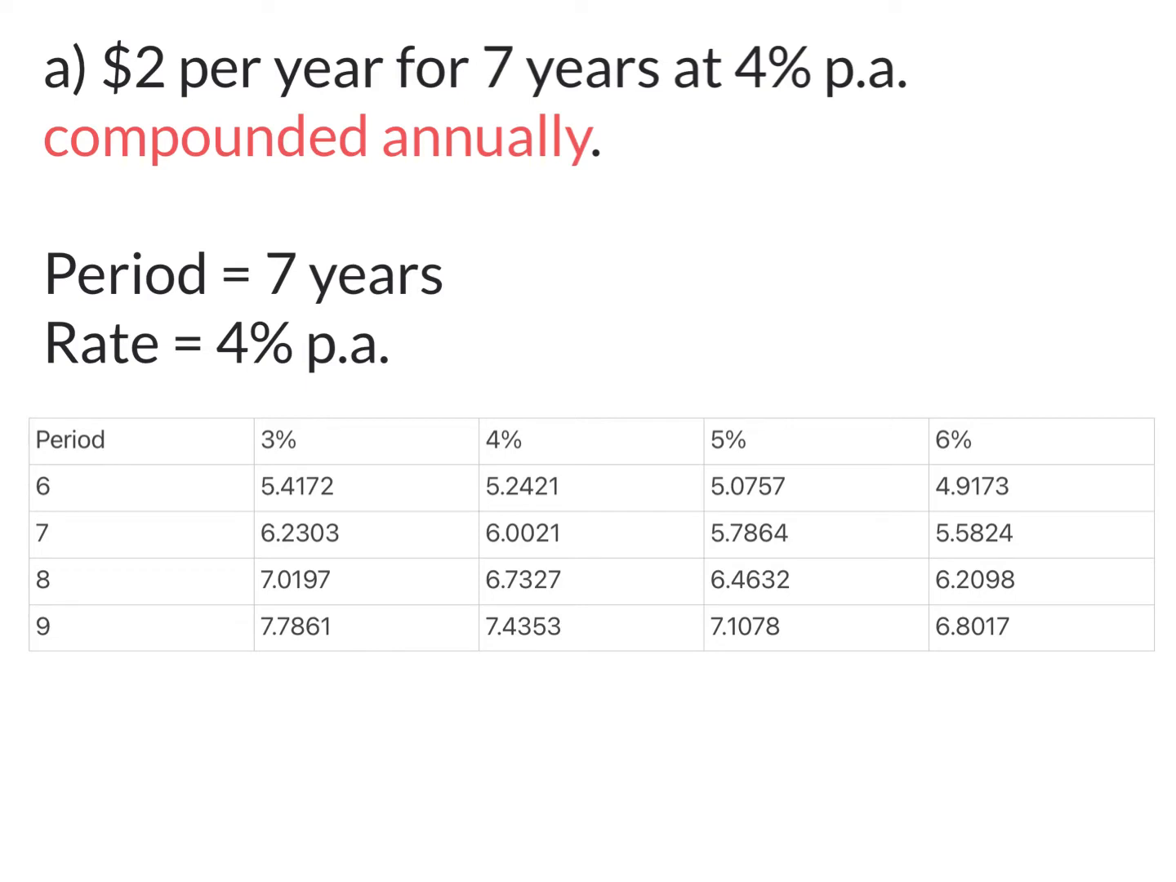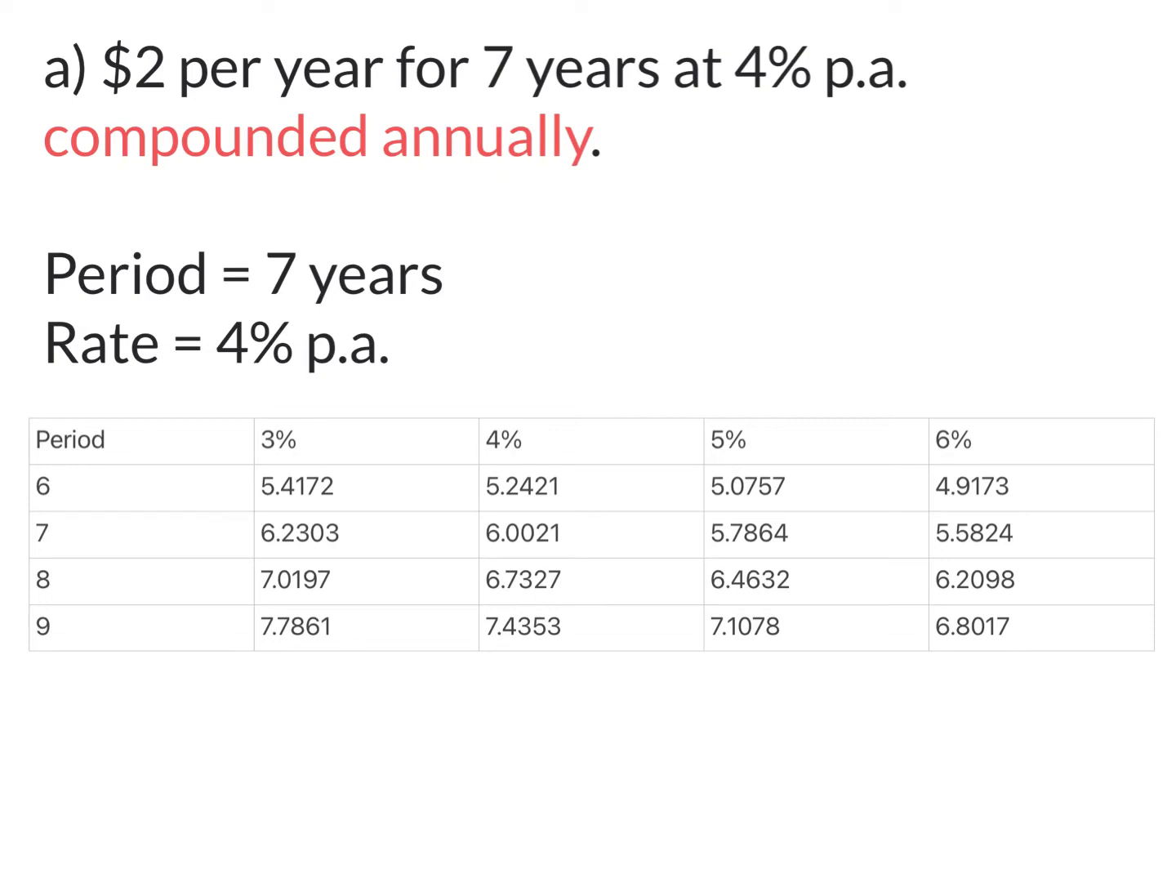$2 at the end of each year for 7 years. How much could I invest now? So what would be my present value that would get the same as investing $2 per year for 7 years at 4% per annum? Compounded annually, so that means it's got to be in years, which it is. $2 per year, 7 years, 4% per annum, which is 4% every year.